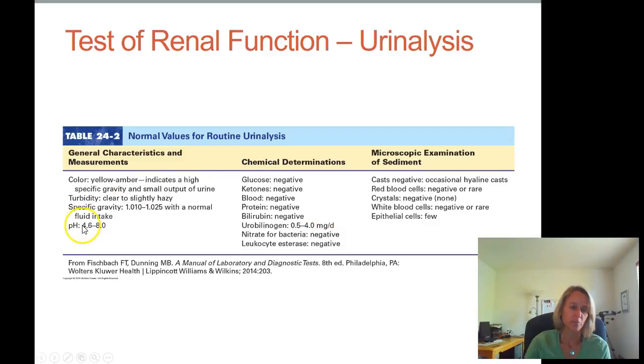I also want to point out the pH of the urine varies greatly from 4.6 to about 8.0. So remember, one of the kidneys' functions is to regulate acid-base balance. So it can do this by secreting a very acidic urine if we need to get rid of acid, or a very alkaline urine if we need to retain acid.